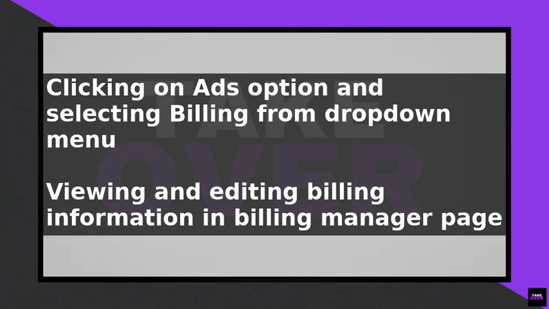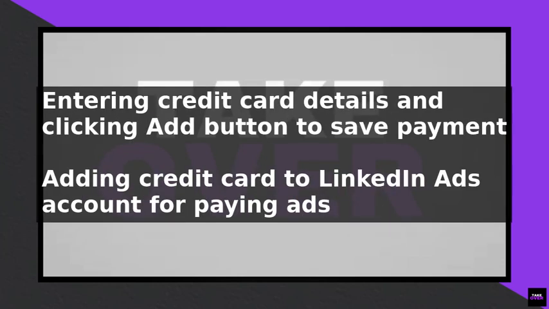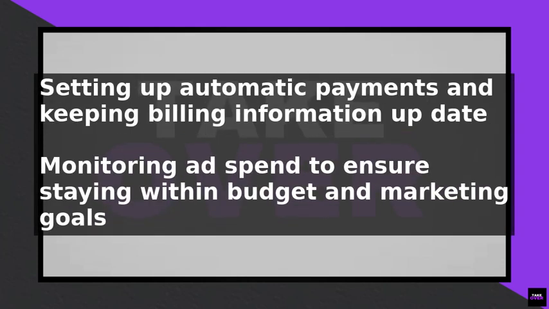your ads. It is also a good idea to set up automatic payments to ensure that your ads continue to run without any interruptions. To do this, go to the Billing Settings option and select the Automatic Payments option. This will allow LinkedIn to charge your credit card automatically when your ads are running. By following these steps, you can easily add a credit card to your LinkedIn Ads account and start running your ads. It is also important to keep your billing information up to date to avoid any issues with your payments.